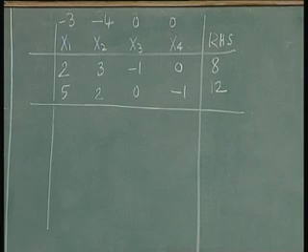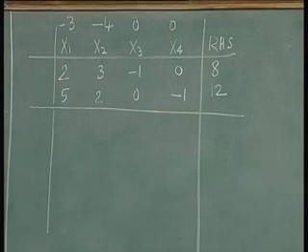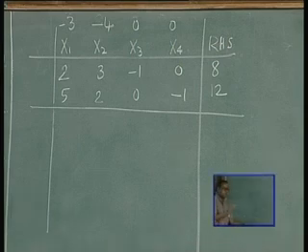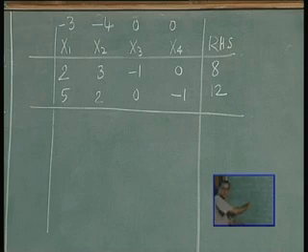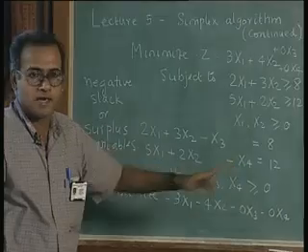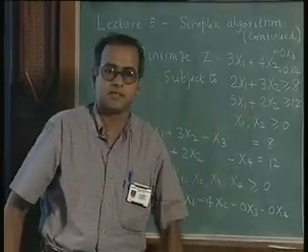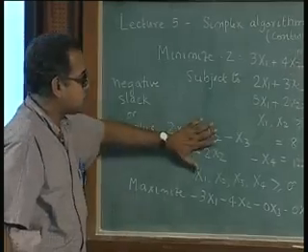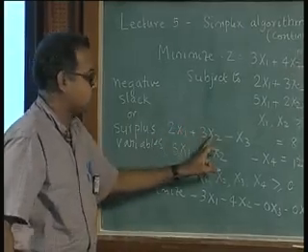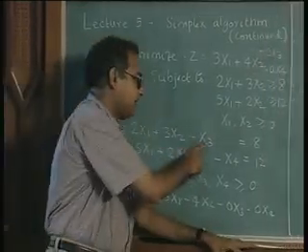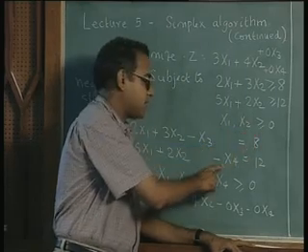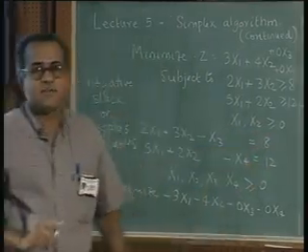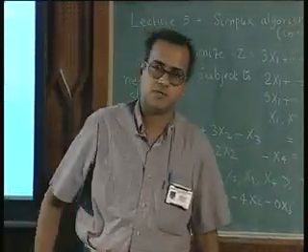Normally we would have liked to start with x3 and x4 as basic variables as we did in the two previous examples. Now let us see whether we can actually do that. If we fix x1 and x2 as non-basic and fix x3 and x4 as basic as we did in the earlier two examples, then we have a solution x1 equal to 0, x2 equal to 0, x3 equal to minus 8, x4 equal to minus 12, which is not a basic feasible solution.